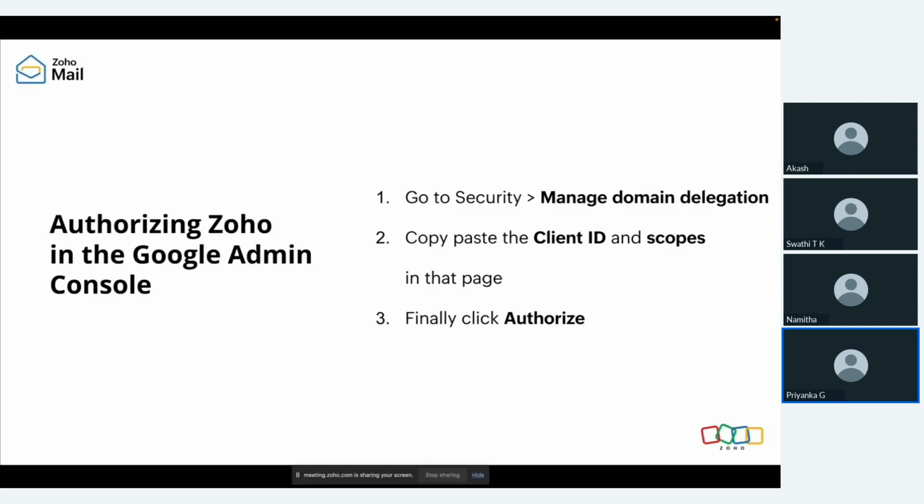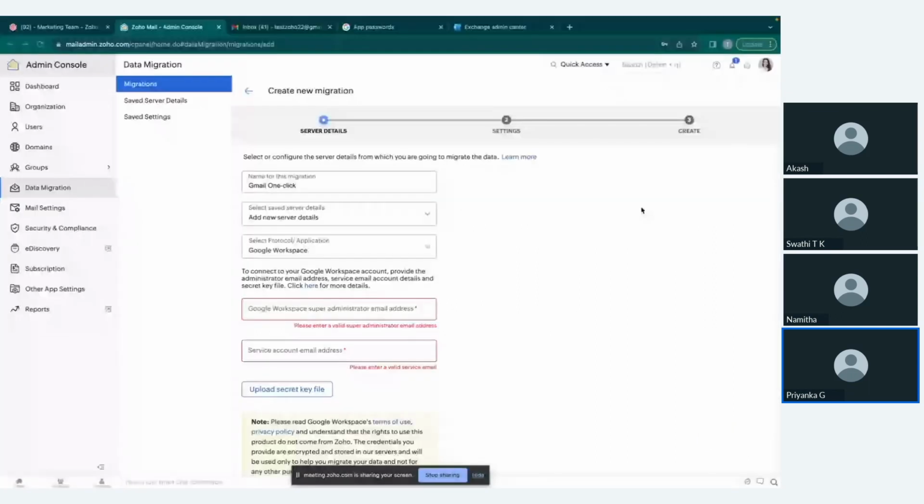And then you will have scopes in the help page. You have to copy paste that scope and authorize. Once you authorize, you will go past the server details page alone, which will be this page. And then you have to choose settings, where you will choose the folders and emails. And then you can go to create, where you will specify the connection limit and the storage limit. Once that is done, you can add your users and perform the migration. So that's how you will perform a one-click migration.